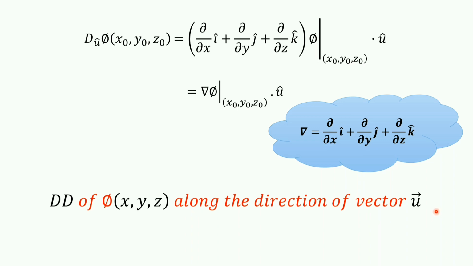So what we have to do here is apply this vector differential operator del on our scalar function phi, and then evaluate that at the point x naught, y naught, z naught, and then take its dot product with a unit vector along vector u bar, that is u cap. This represents the directional derivative of phi along the direction of vector u bar, and it is denoted by del phi dot u cap.